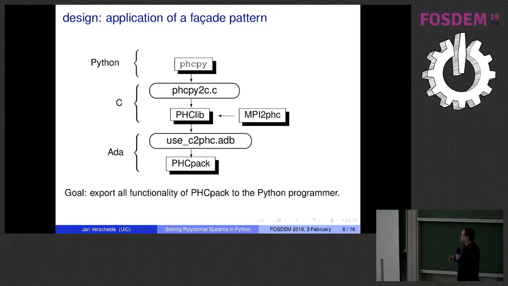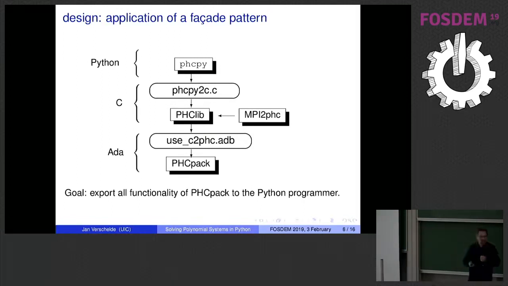So the C interface was developed for parallel computing. The MPI here stands for message passing interface. This is the standard for distributed memory parallel computing. It's an old legacy standard, but it still works fine. This was tied up in C. And there's one big header file that exports all the functionality that is available in PHCpack.